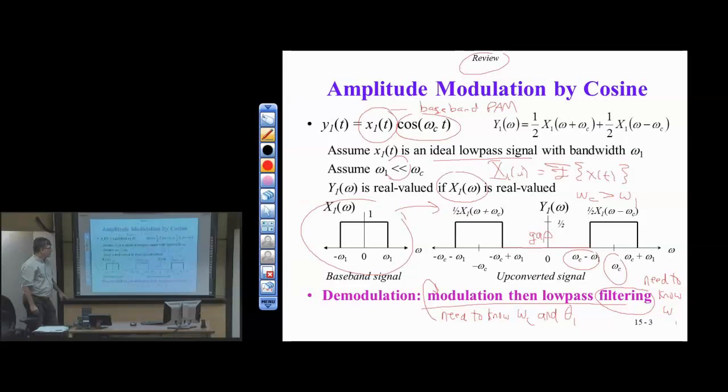Now omega 1 is going to relate back to the symbol rate. Omega 1 is a function of the symbol rate and the pulse shape that we use. So think about a raised cosine. If the pulse shape were a raised cosine, what's omega 1?